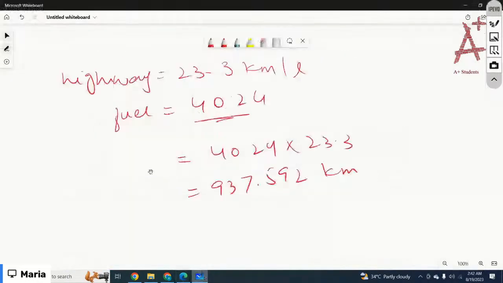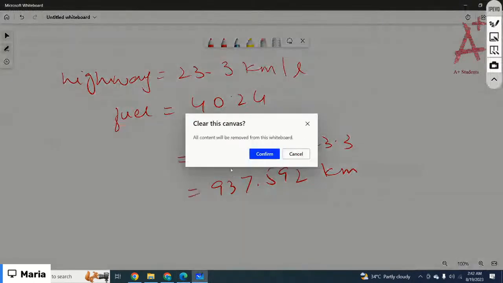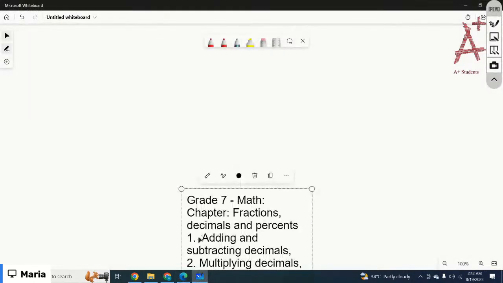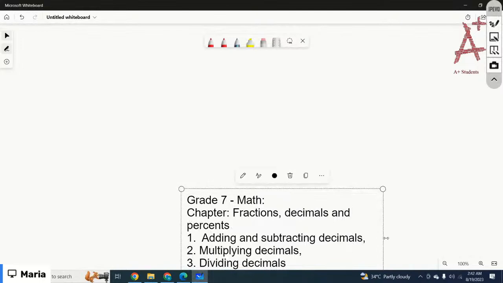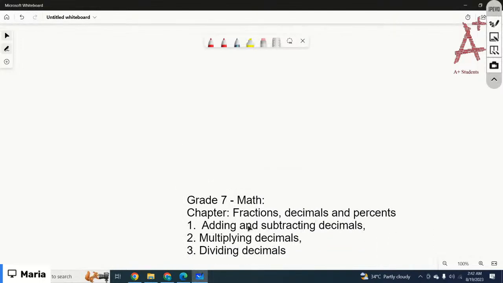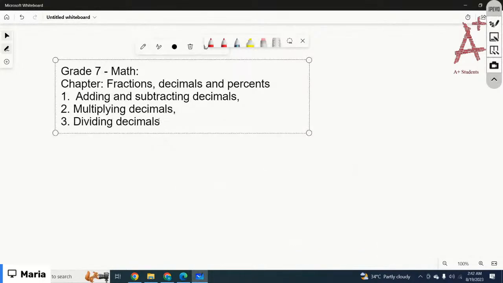We'll start with 3.5 in the next session, right? So we're working on grade 7 maths. The lessons we have covered today are adding and subtracting decimals and multiplying decimals. We'll do dividing decimals in the next session, right? So please make sure you complete the questions I skipped.